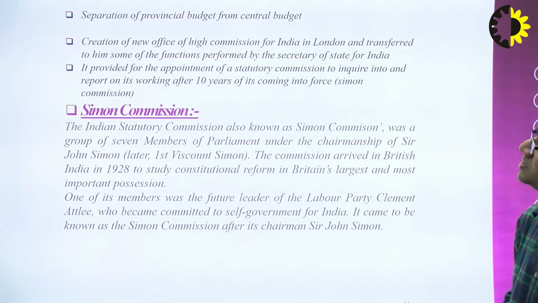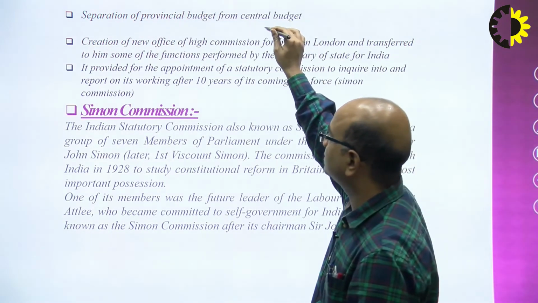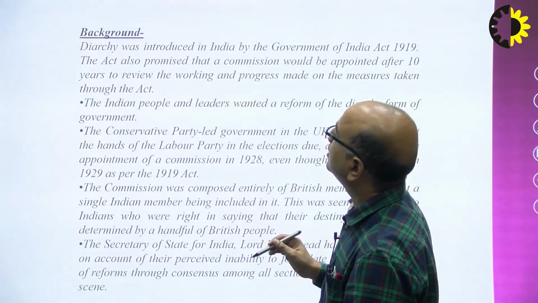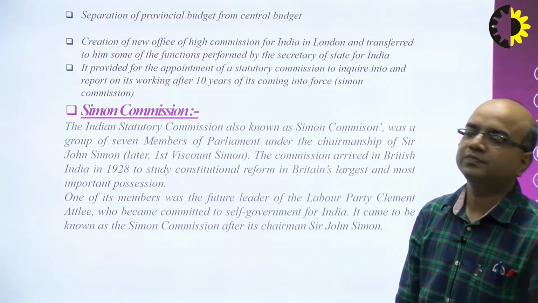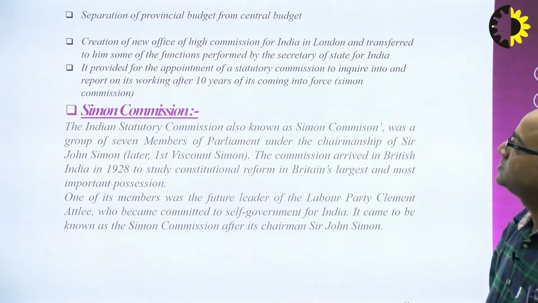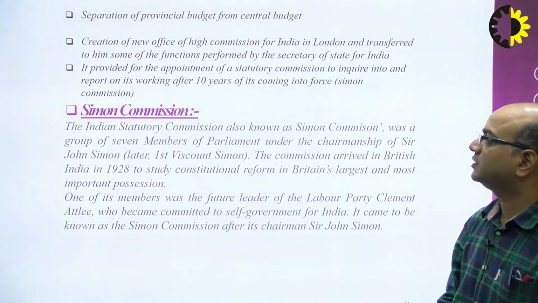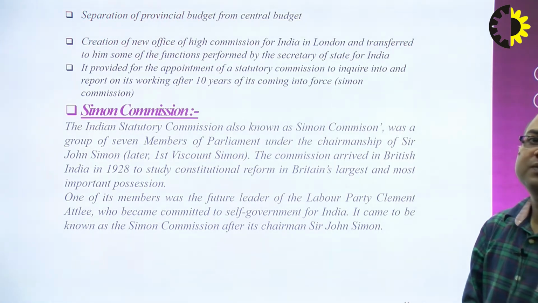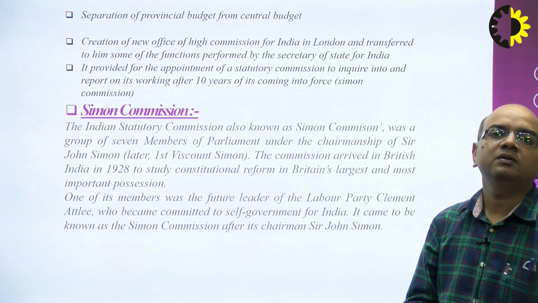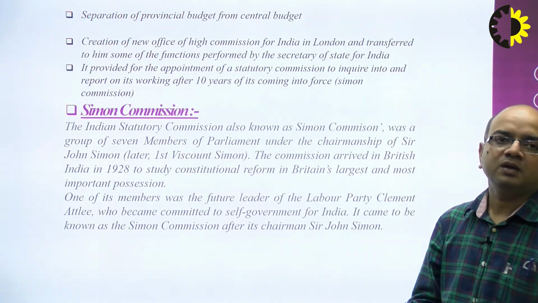Now there is also the separation of provincial budget from central budget. So earlier what used to happen was there was only one budget for the whole country, but now this is changed, and a separate budget for provinces was also made. Then creation of the new office of High Commissioner for India in London, and transferred to him some of the functions performed by the Secretary of State for India, and it provided for the appointment of a statutory commission to inquire into and report on its working after 10 years of its coming into force.